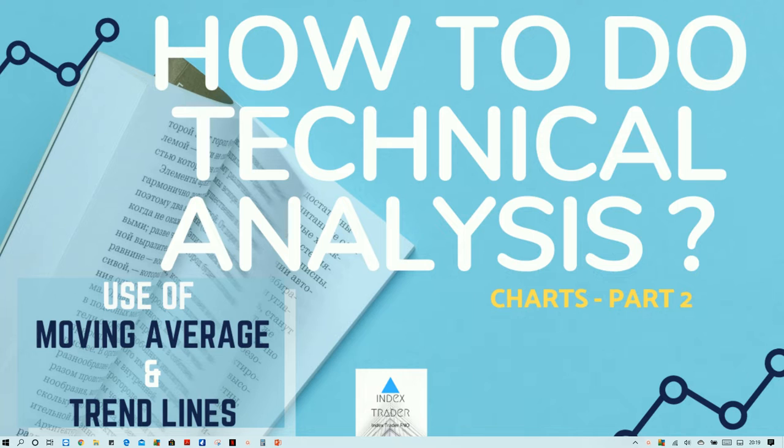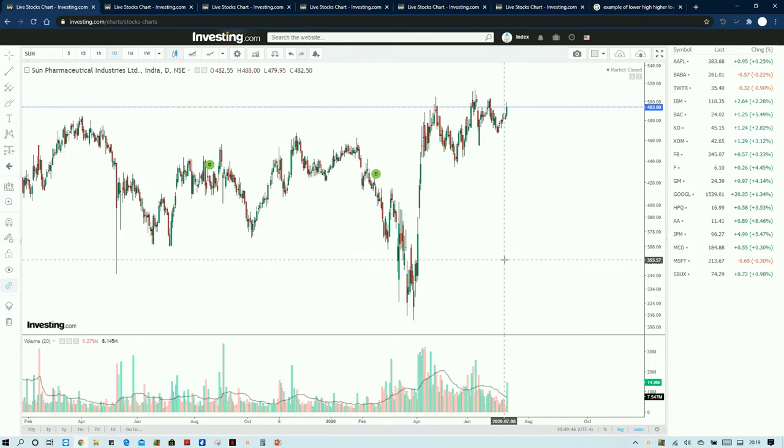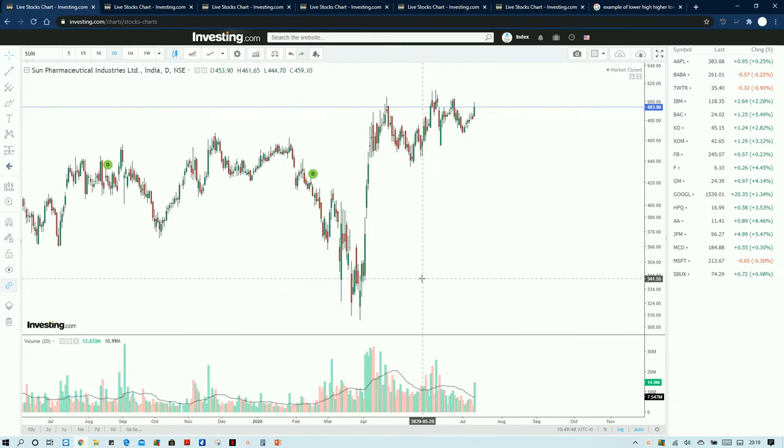So the first video was very basic. Now we are going to cover in detail the moving average, use of moving average and trend lines in the identification of the trend. So trend analysis is the first thing for technical analysis. Whether it is a top down or a bottom up approach, first we will go through how to identify the trend by looking at the chart.